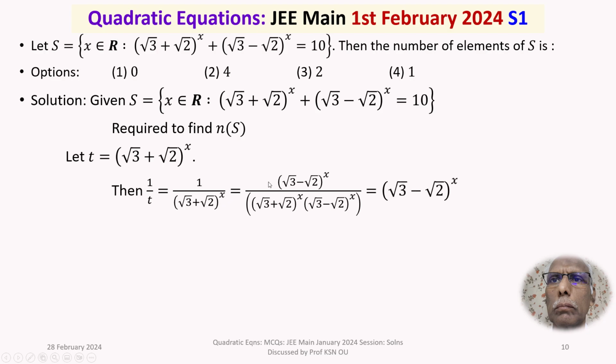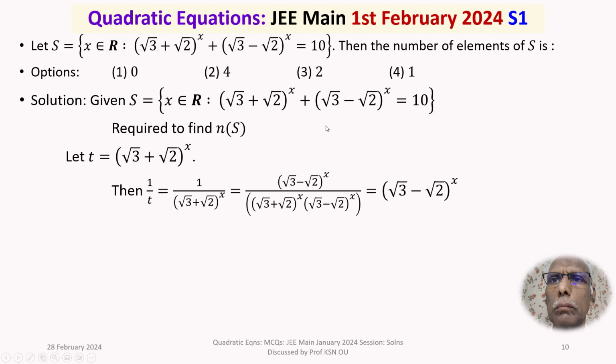Now, multiply both numerator and denominator by its rationalizing factor. What is the rationalizing factor for root 3 plus root 2? It is root 3 minus root 2. So, when you multiply, you will get this one. The denominator will be root 3 plus root 2 multiplied by root 3 minus root 2, which is root 3 whole square minus root 2 whole square, that is 3 minus 2, that is 1. 1 to the power of x is 1. So, you will get root 3 minus root 2 whole to the power of x only. This is 1 by t.